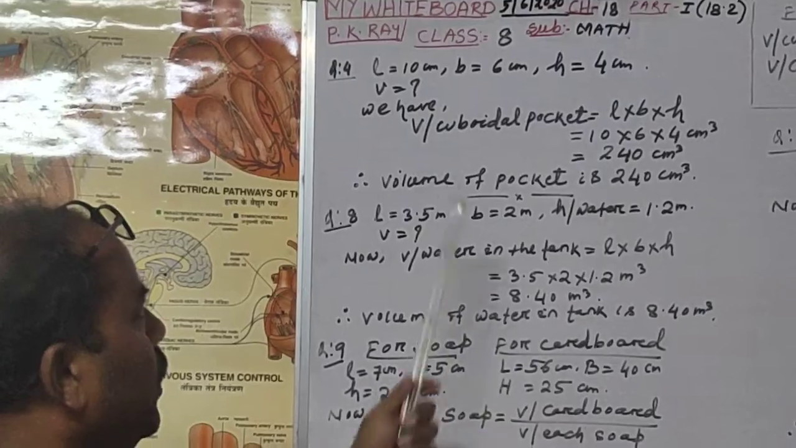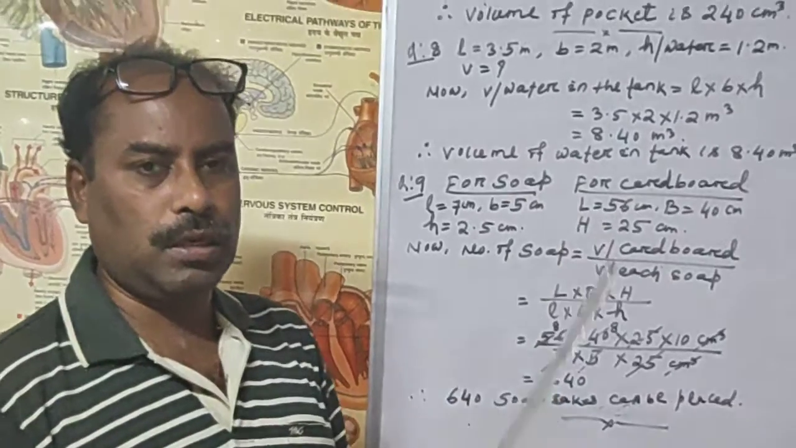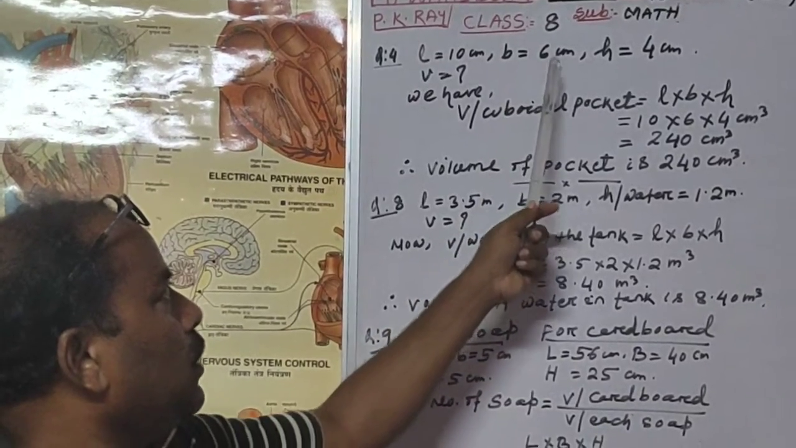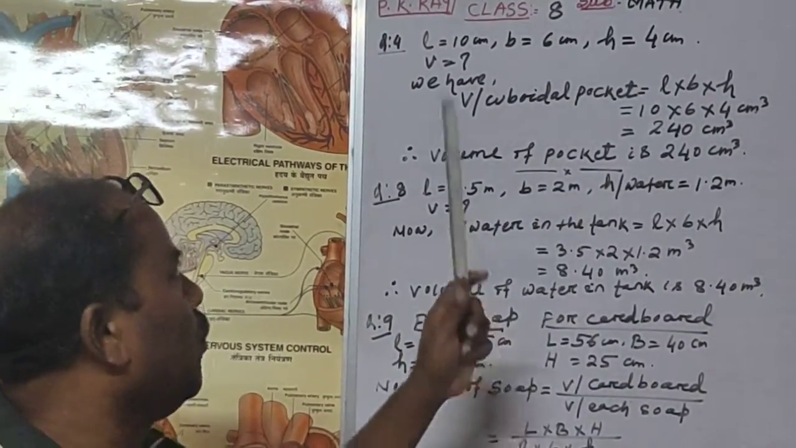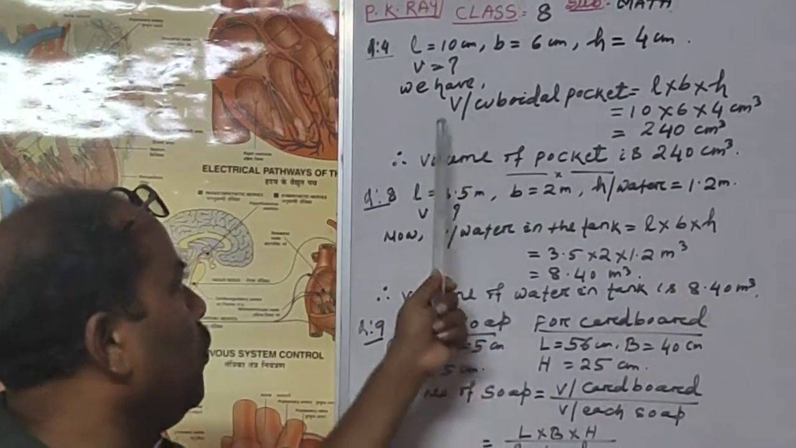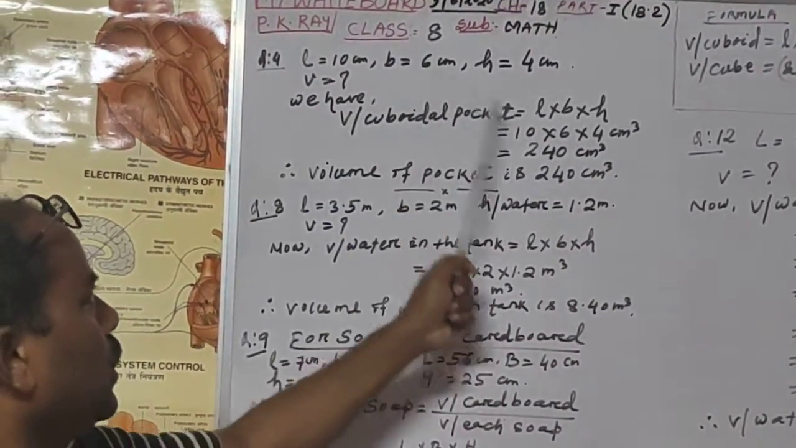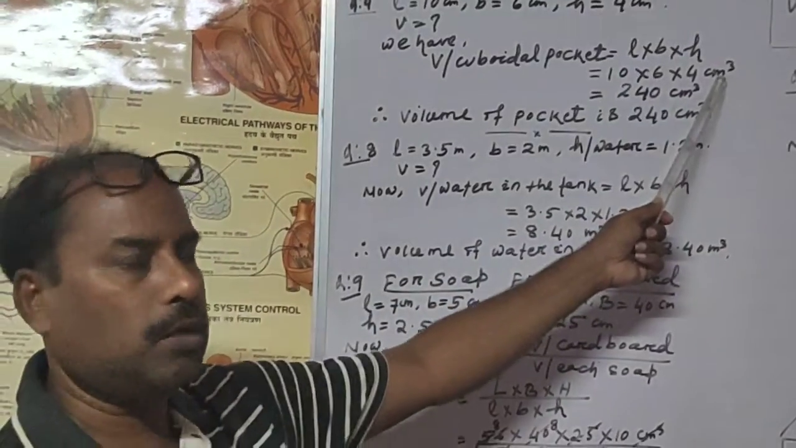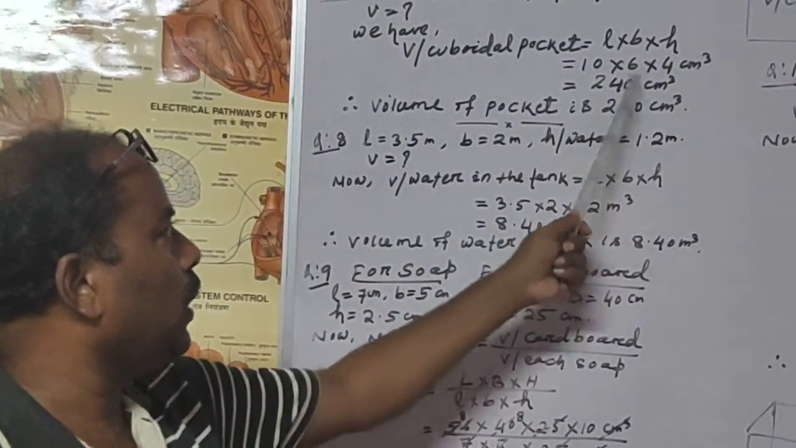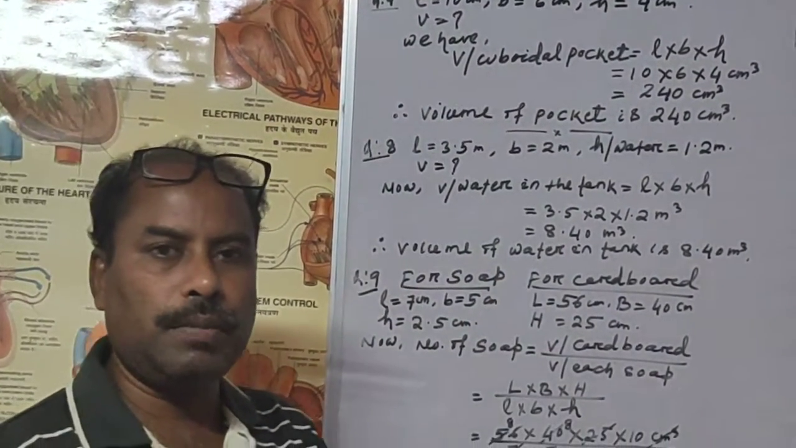It is given that there is a cuboidal packet, which we generally use for a sweet packet, whatever it may be. Its length is 10 centimeter, breadth is 6 centimeter, height is 4 centimeter. What is the volume of the packet? As it is a cuboidal packet, volume of cuboidal packet is equal to, formula is L into B into H. So value you put, 10 into 6 into 4, and at the last centimeter cube, because centimeter into centimeter into centimeter, at the last it will be centimeter cube. So altogether it will be 240 centimeter cube. Therefore volume of packet is 240 centimeter cube.